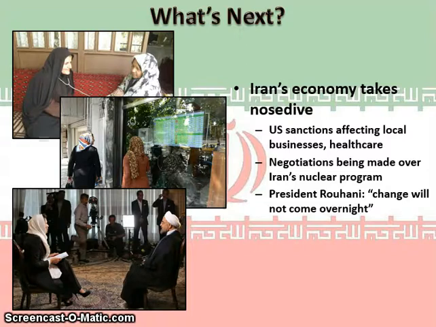80% of the economy relies on that oil. So a lot of major trading partners like China are starting to limit those dealings based on U.S. sanctions. So it's really hurting the Iranian economy. So President Rouhani has tried to make some kind of negotiations on the nuclear facilities in Iran to hopefully maybe lift some of those sanctions or alleviate them in order to keep their economy from taking a complete nosedive. But he does say change will not come overnight.